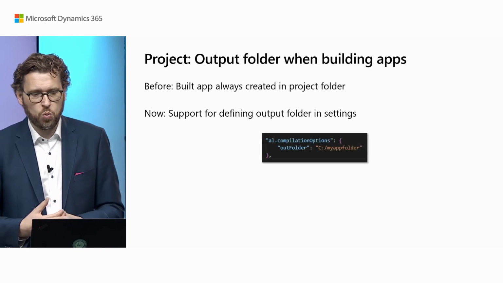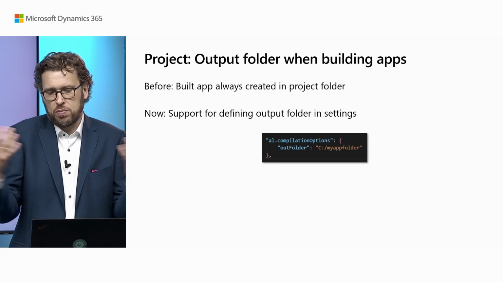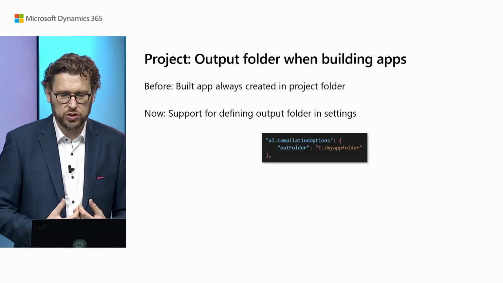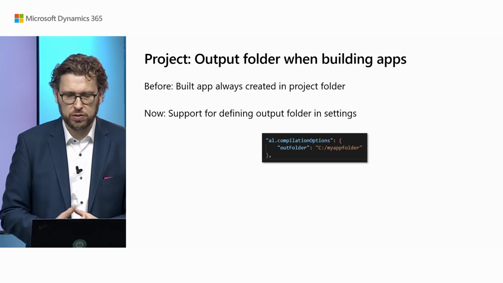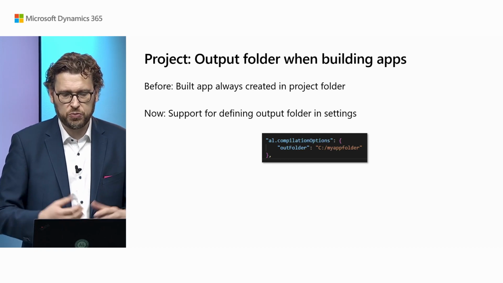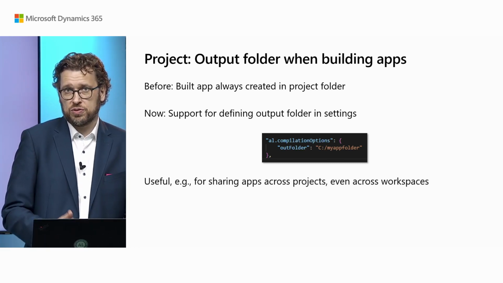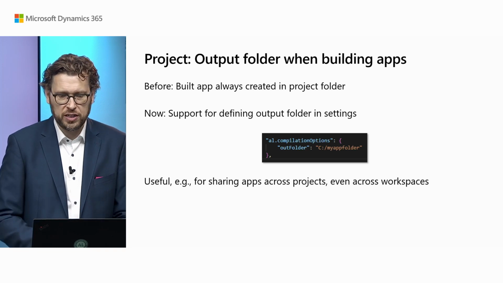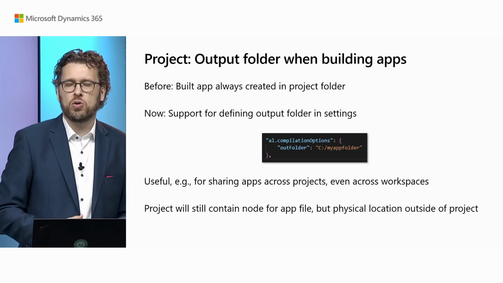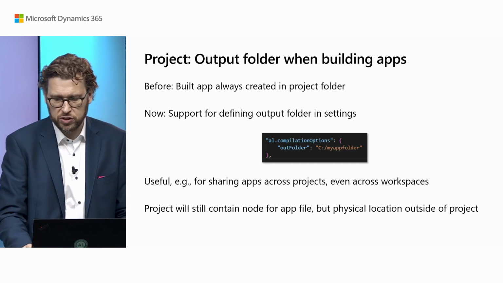Similarly, for projects, when you are building apps, then we typically put those in the project folder today. But maybe you want to reuse those and support having an output folder. And now we support that. So in the AL.compilationOptions, you can now specify an out folder for your app. And that, as I said, is useful, for instance, for sharing apps across projects or even workspaces. Now, the project will still contain a node for the output file, but it could physically be located outside of the project itself.